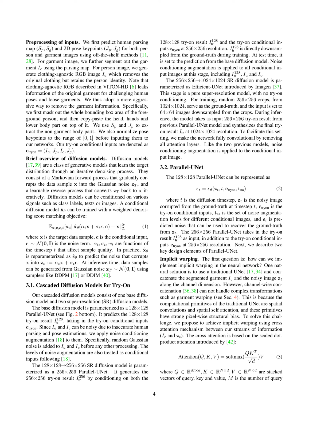Section summary. The cascaded diffusion models for try-on consist of a base diffusion model and two super-resolution diffusion models. The base diffusion model predicts the 128 by 128 try-on result, while the super-resolution models generate the 256 by 256 and 1024 by 1024 try-on results by conditioning on the previous result and try-on conditional inputs. Noise conditioning augmentation is applied to all conditional input images during training and inference. Section 3.2 Parallel-UNet. Section 3.2 is about a specific type of neural network known as the Parallel-UNet.